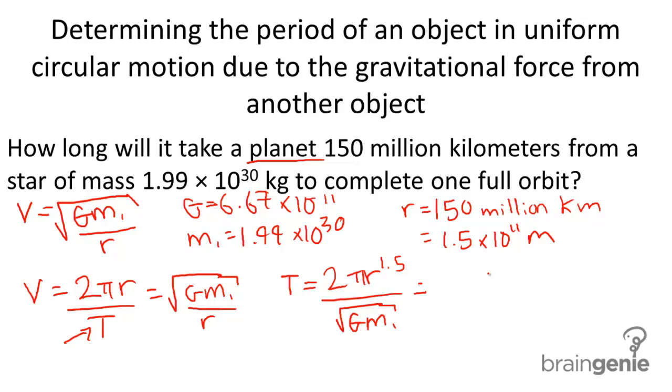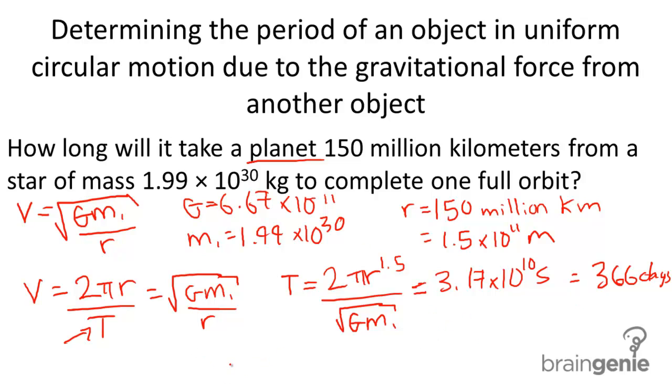When we plug in our information, we get an answer of 3.17 times 10 to the 10th seconds, which, once you convert this to days, is a total of 366 days. Now, that sounds very similar. One full orbit is also considered the year. So how long is the year for this planet? The year is 366 days.